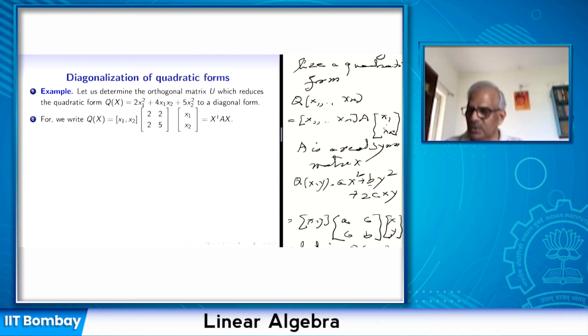So I write this way: Qx is x1, x2. Then this is the coefficient matrix. Remember this 2 goes here, and coefficient of x2 square 5 goes here, and then coefficient of x1 x2 I have to divide by 2, so it becomes this. This is a real symmetric matrix, and x transpose Ax is simply Qx. So I look at this 2 by 2 matrix, find the eigenvalues, write down the characteristic polynomial, and the eigenvalues will turn out to be 1 and 6.